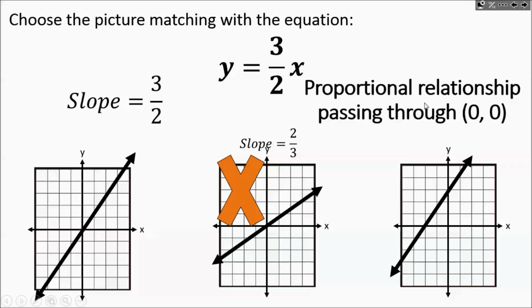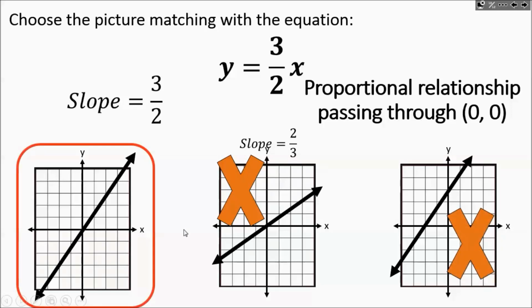Proportional relationships pass through 0, 0, so this line should be hitting the origin. So this one was up 3, right 2. Yes, it has that slope, but it doesn't hit at the origin, so it can't be this one. It's got to be this one. Up 3, right 2, up 3, right 2.